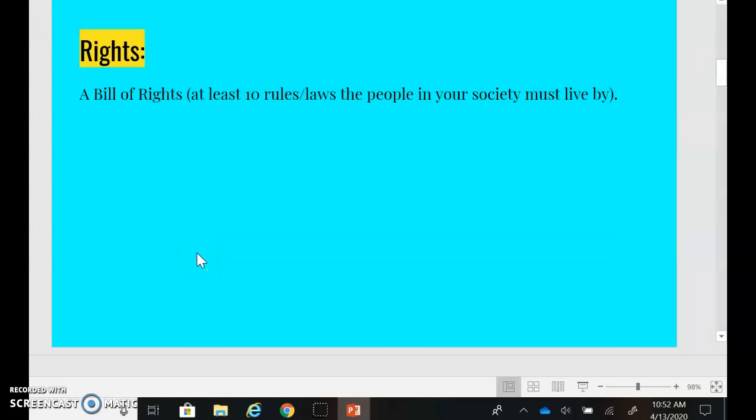Also, rights. So you need a Bill of Rights, at least 10 rules or laws the people in your society must live by. Okay? So whether that be, this person only gets 2 meals a day, or this person has to work such and such amount of hours per week in order to get food. So keep in mind, at least 10 rules or laws. You can have more, but you have to have a minimum of at least 10 rules.